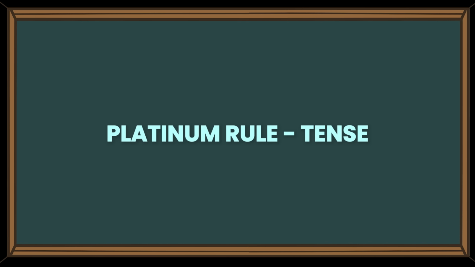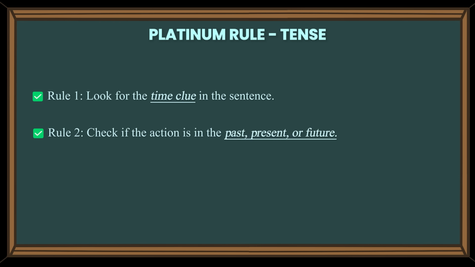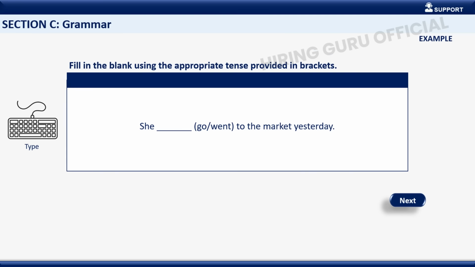Let me share another easy trick to help you tackle fill in the blank questions with the correct tense. So the first thing you need to do when you encounter such questions is to identify the time clues in the sentence. Simply check if the action happened in the past, present, or future. Once you identify or spot the time clue, half of your job is already done. Let's try this with an example.